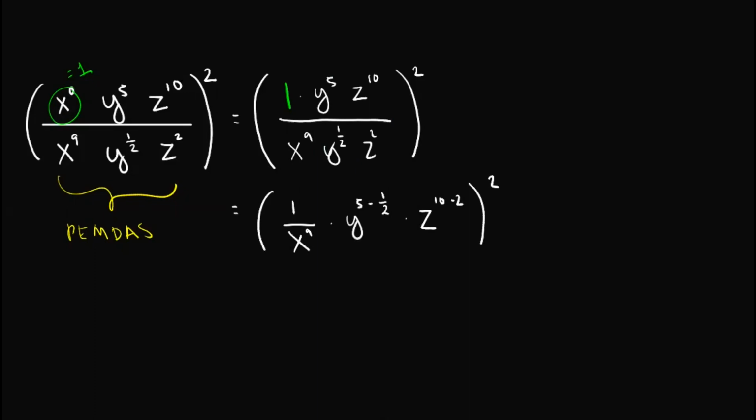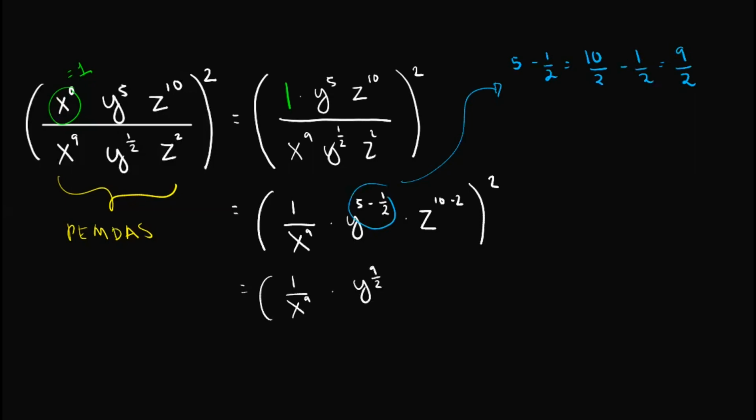Now for 5 minus 1/2, recall through your knowledge on fractions that we can actually write this one as 10 over 2 minus 1/2, since 10 over 2 is also 5. And this one would become 9/2. So this one is equal to 1 over x raised to 9 times y raised to 9 over 2 times z raised to 8, squared.